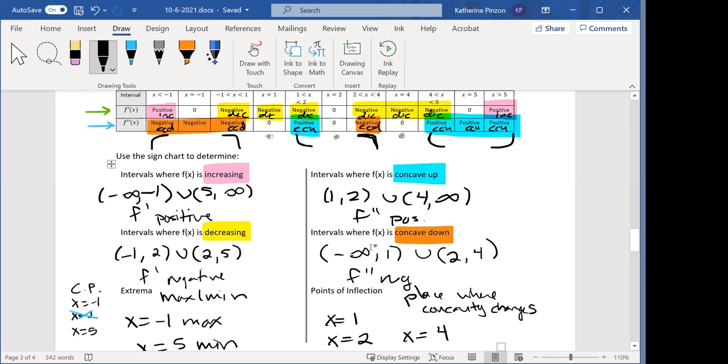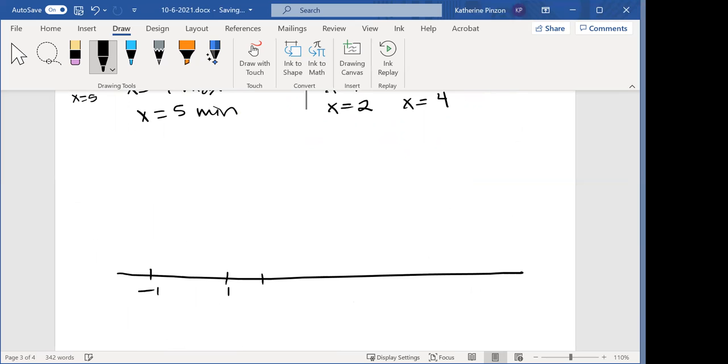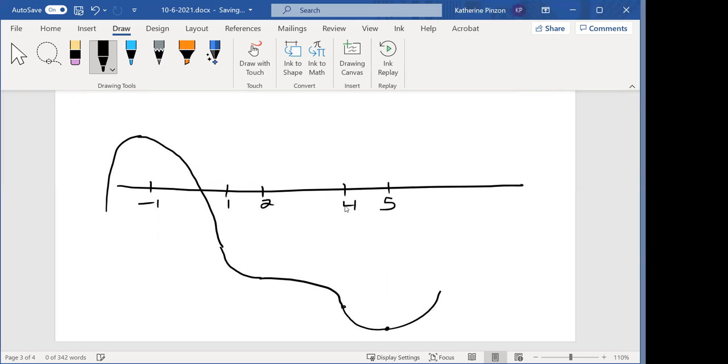Okay, let me try to draw this picture on my note sheet for the viewers at home. I should have started up higher. -1, 1, 2, 4, 5. Hope I have enough space below here. I do. Okay. And then this, and then this, and then this, and then this, and then this.